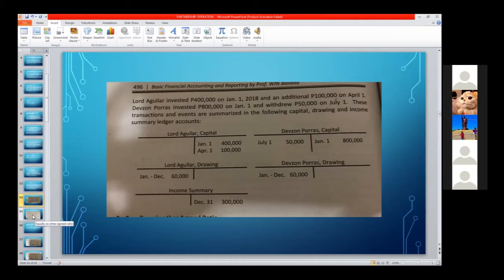Then, both partners have drawings of 60,000 because it is provided in the partnership contract that each partner can withdraw 5,000 on the last day of each month. So the partners' 60,000 is computed as 5,000 times 12 months, which is 60,000. Then there is also a credit to income summary of 300,000, which is the profit of the partnership. Then next slide.